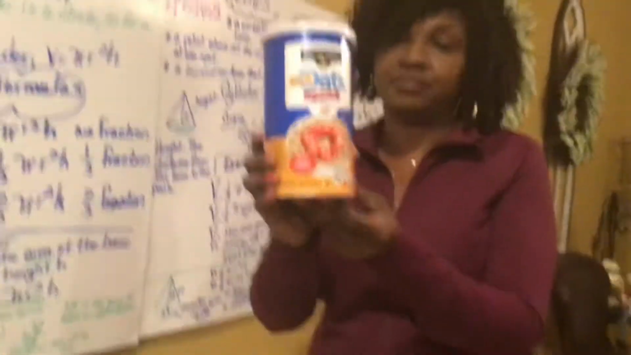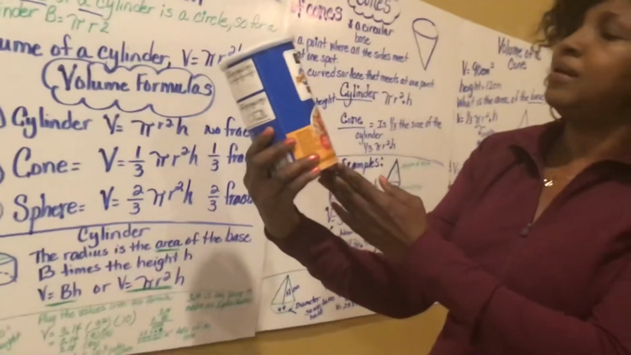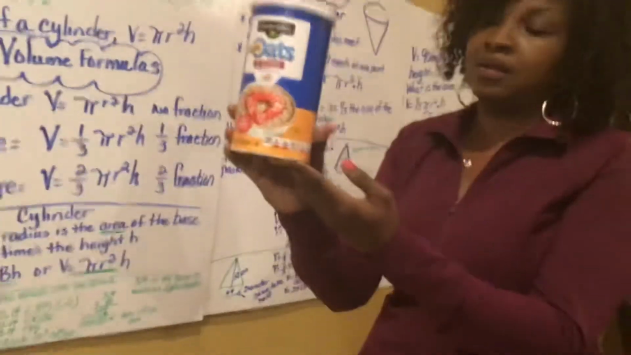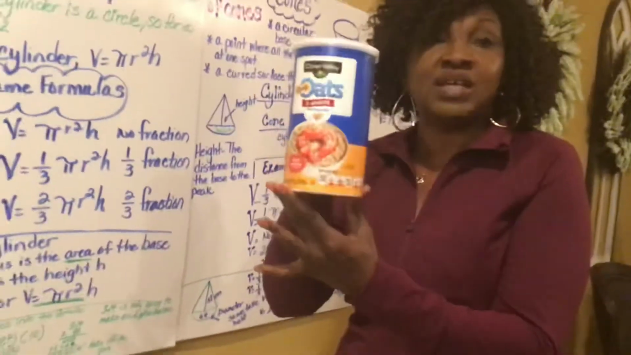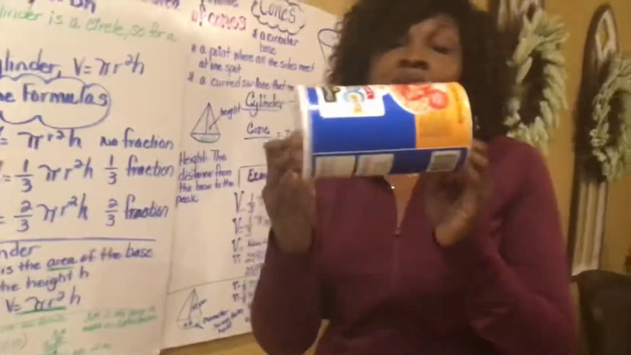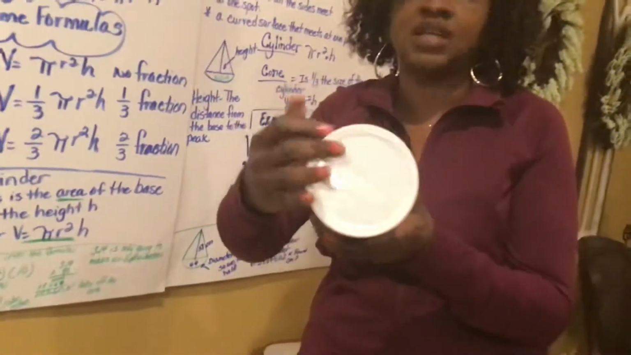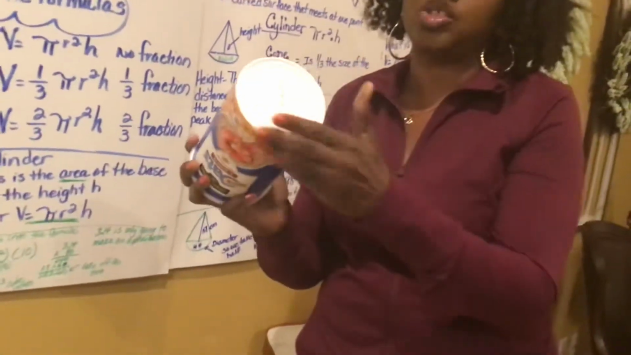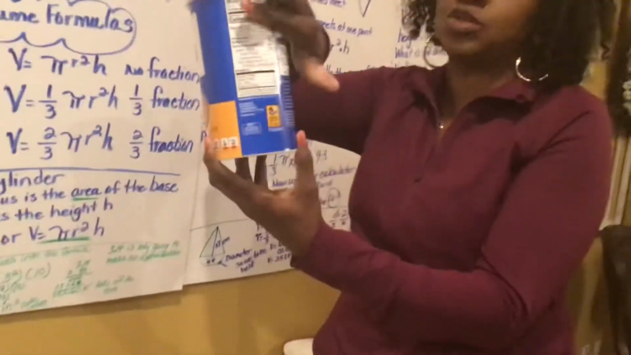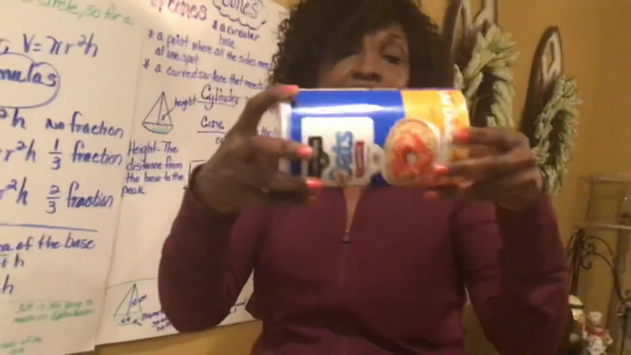This is what we call a cylinder. Notice it looks like some quick oats of oatmeal, and this is something that you would use every day, like an everyday item. Notice how it is shaped. It has a circular shape here on the top, it has a circular shape here, and then look at the sides, which form a cylinder.